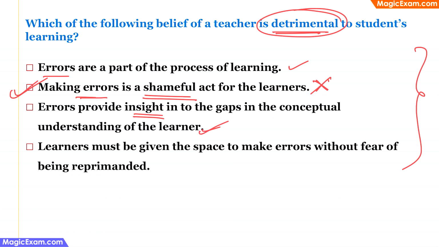The last one is learners must be given space to make errors without fear of being reprimanded. This is absolutely correct, because if children don't make mistakes, then they won't be able to learn. Therefore, children should be able to make mistakes without the fear of being punished for it. Therefore, learners must be given space to make errors or commit mistakes. Therefore, this is also a correct statement.